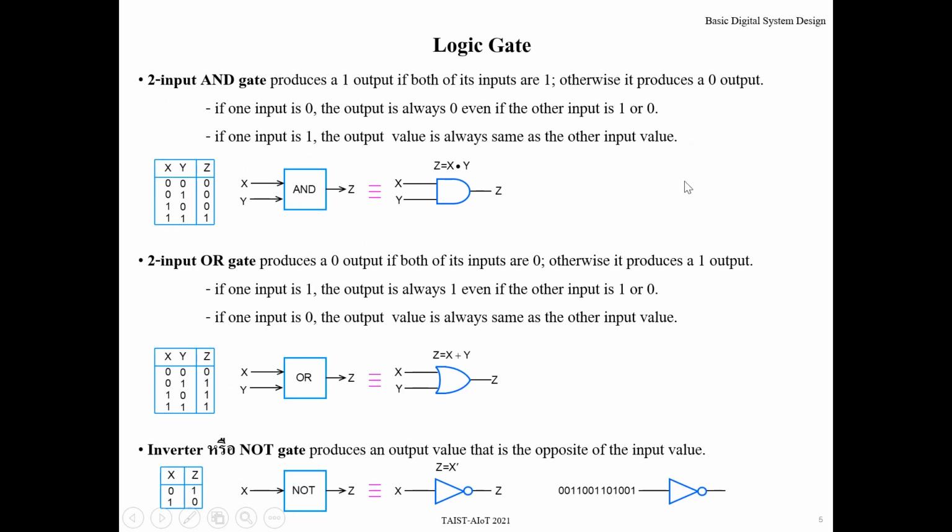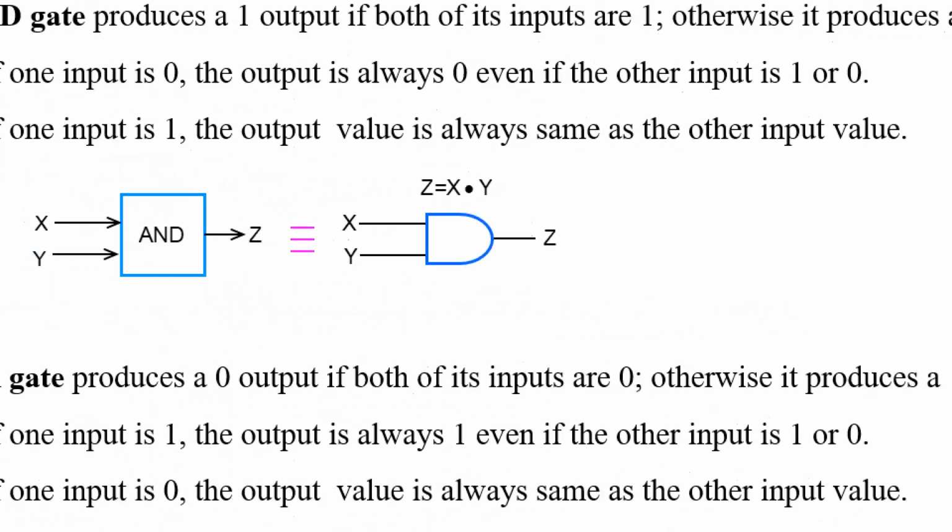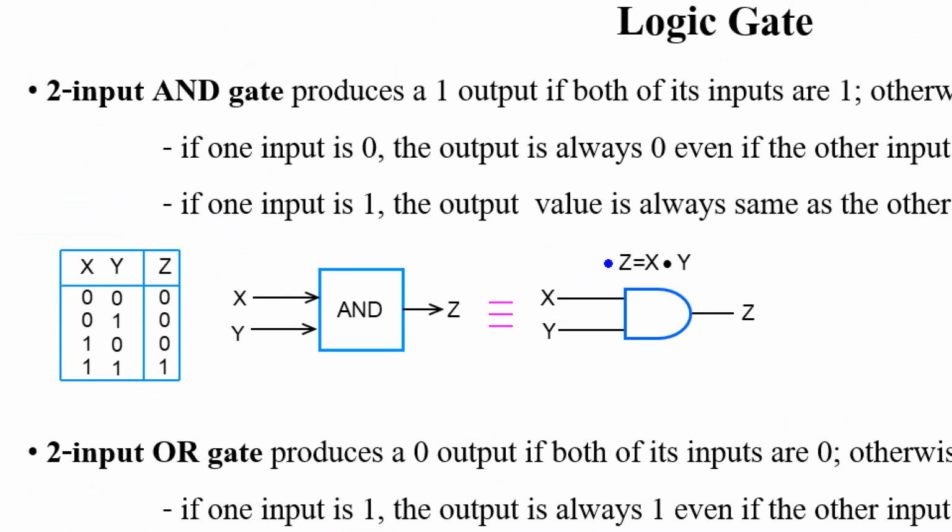Okay, for logic gates, the basic logic gate is the AND gate. This one is the AND gate. We will use this symbol, and we use dot or multiply as AND. The function will be 1 when these two inputs are 1, 1. If one of these is 0, the output will be 0.